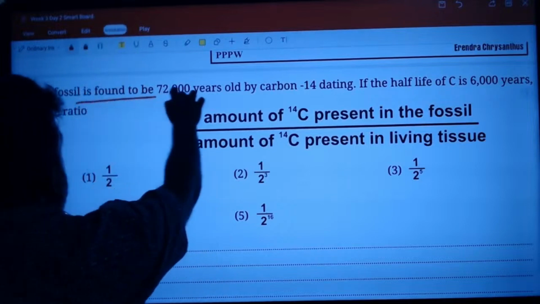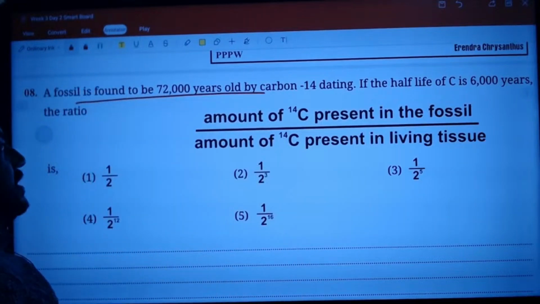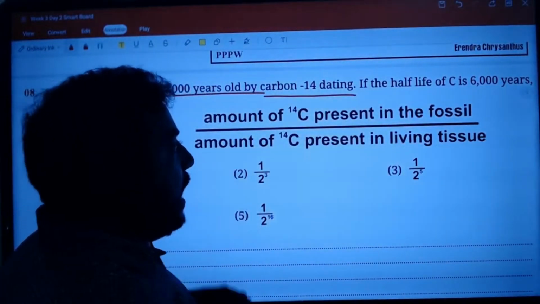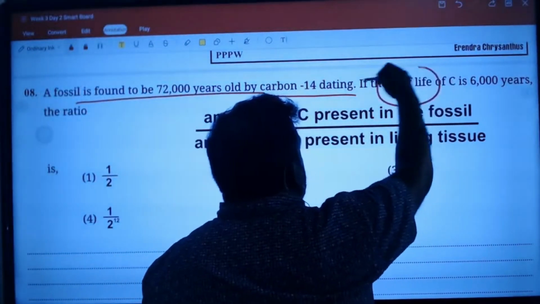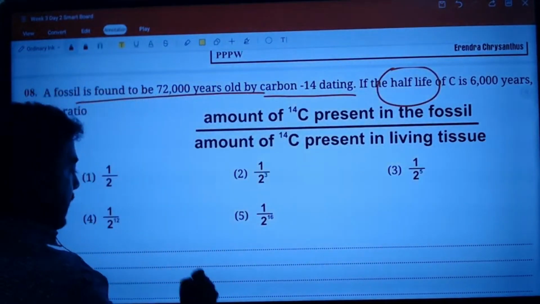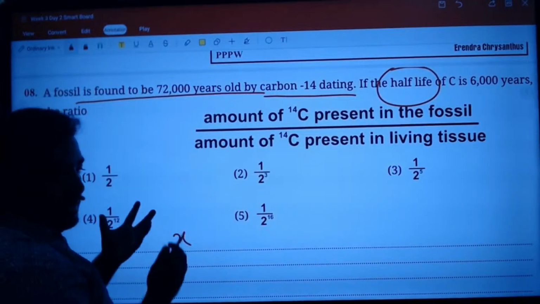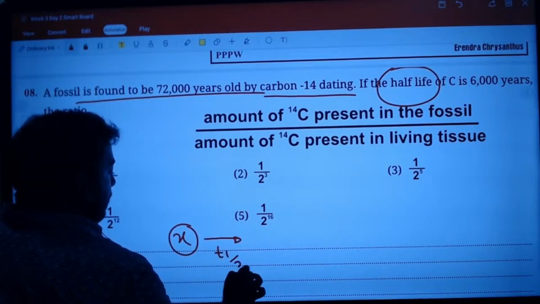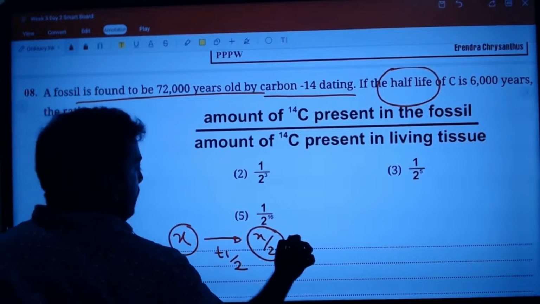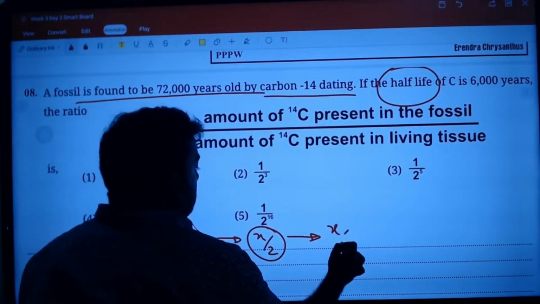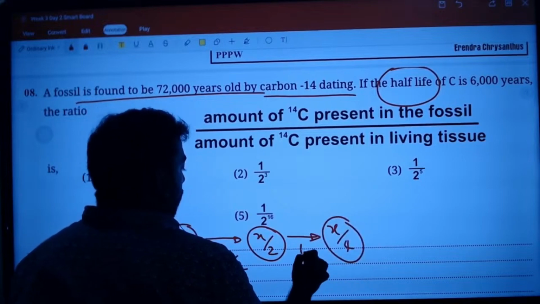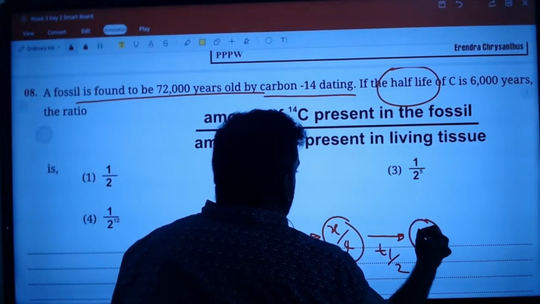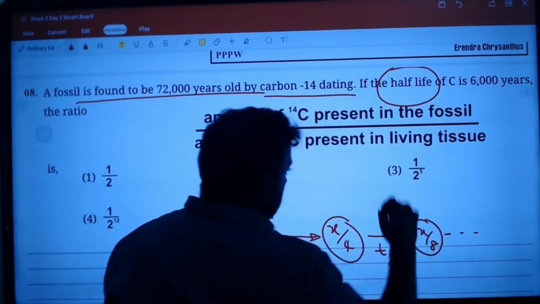A fossil is found to be 72,000 years old after carbon dating. Now what do you mean by half-life? Half-life is the time taken by radioactive nuclei to halve. Let's say starting radioactive nuclei is X. After one half-life, this becomes X over 2. After another half-life, this becomes half of this, X over 4. After another half-life, this becomes X over 8. Like this it continues.